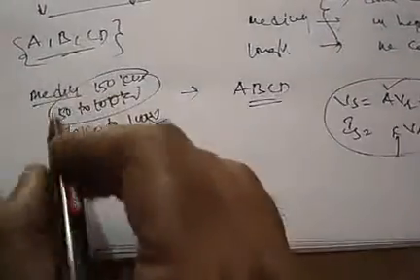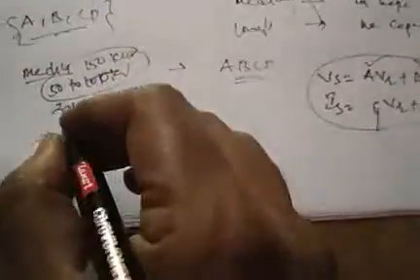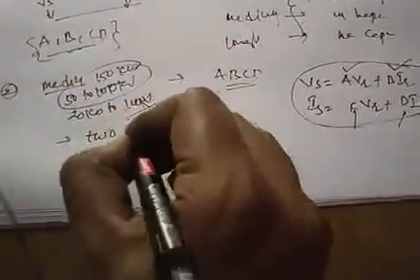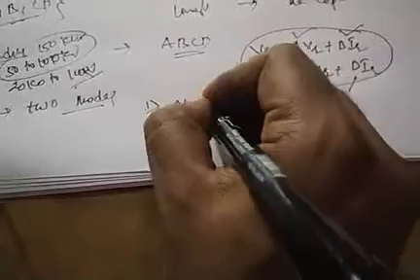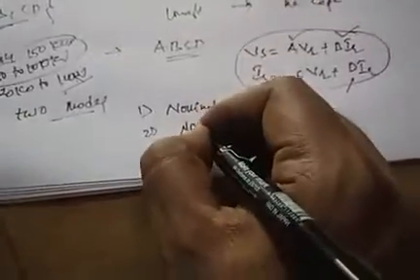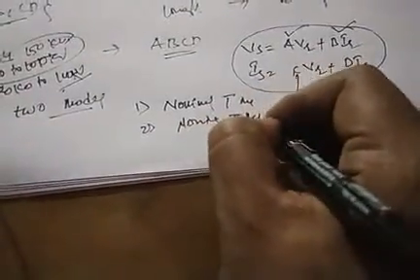How can we represent these medium transmission lines? There are two models. The first one we call the nominal T method, and the second one we call the nominal pi method.